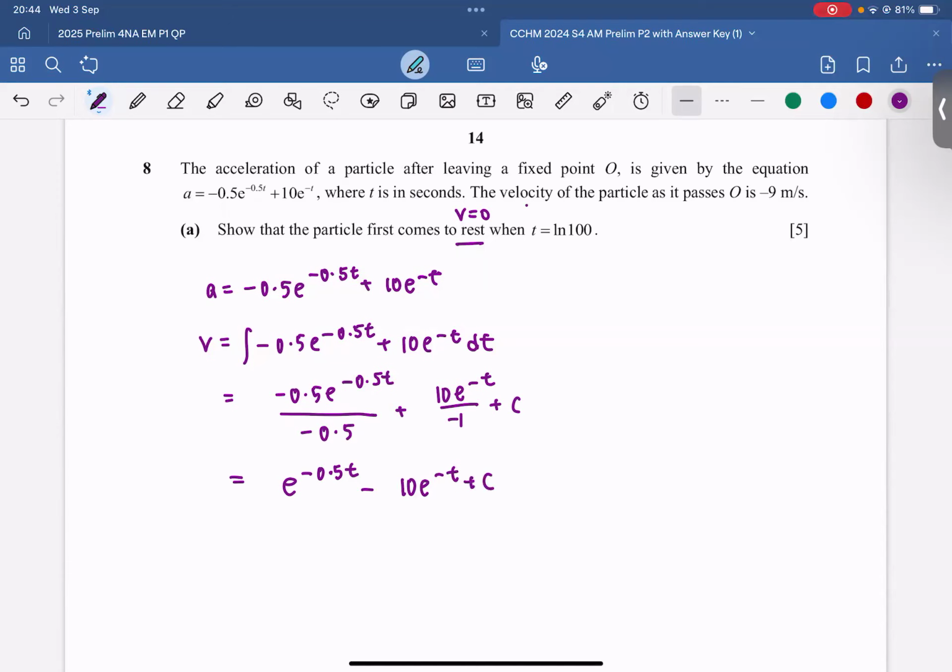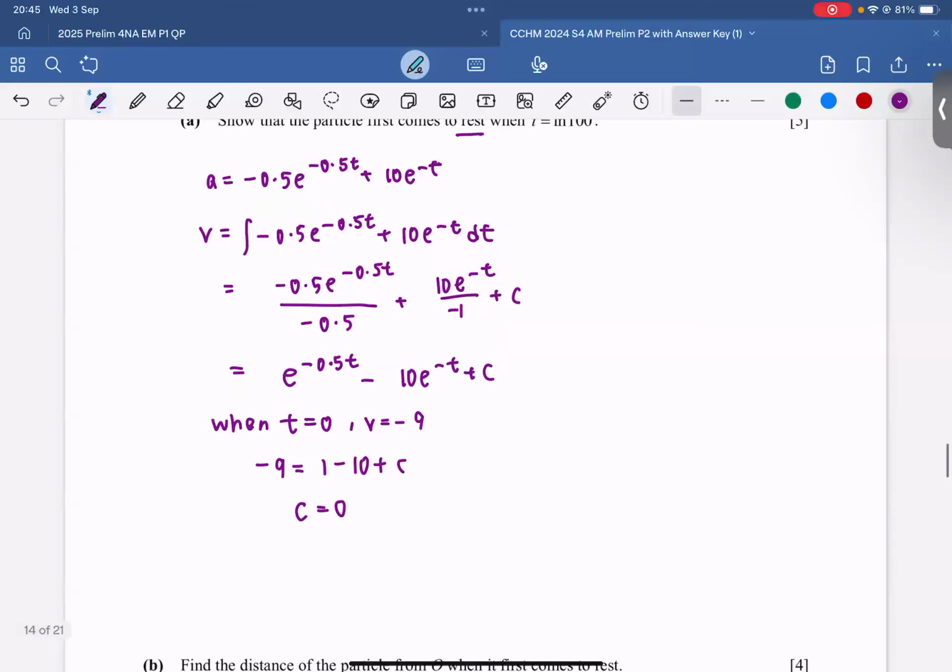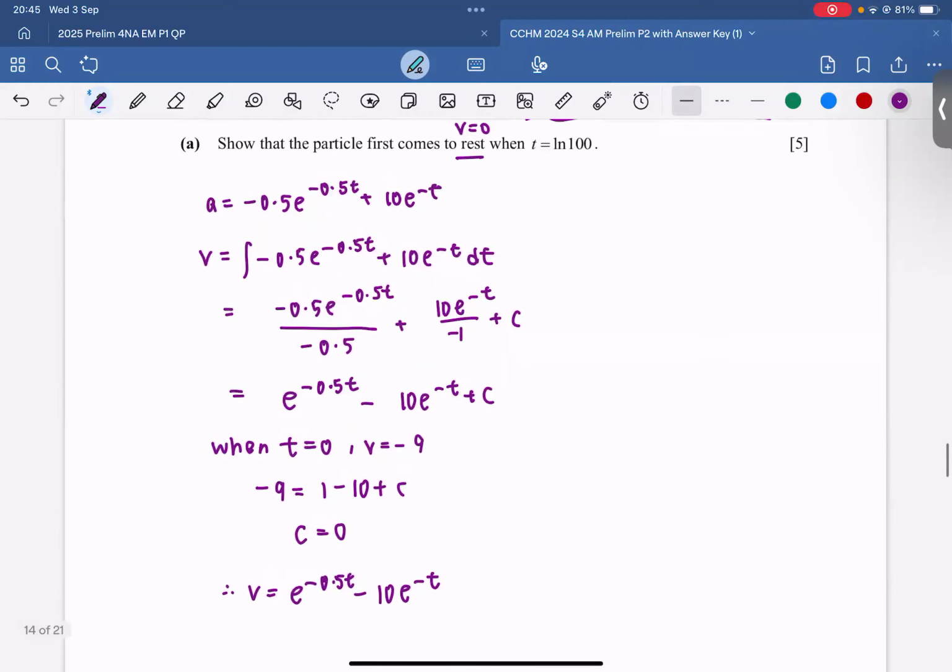Okay, based on the question, the velocity as it passes O is this. That means when t equals 0, v is equal to -9. So -9 equals 1 minus 10 plus C. C is actually 0. Okay, therefore the velocity equation is just e to the power negative 0.5t minus 10 e to the power negative t. Okay, now the question was to show that the particle first comes to rest.